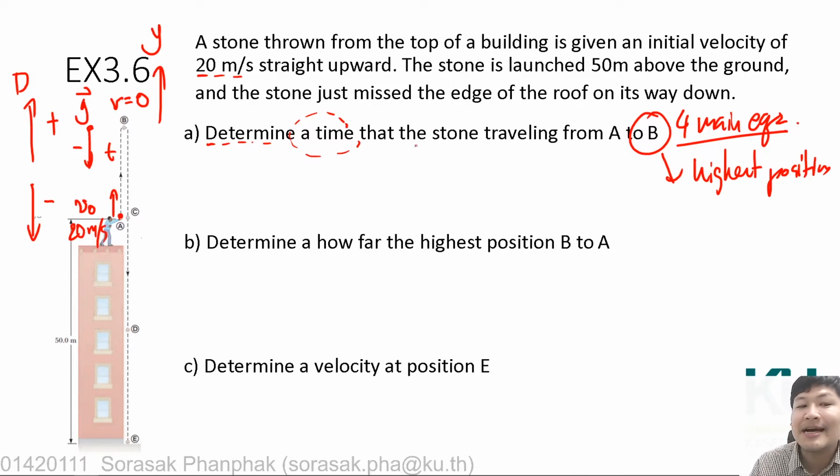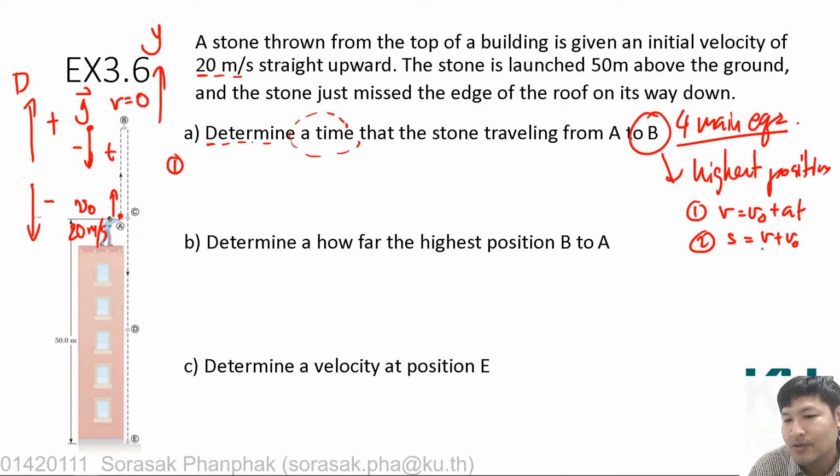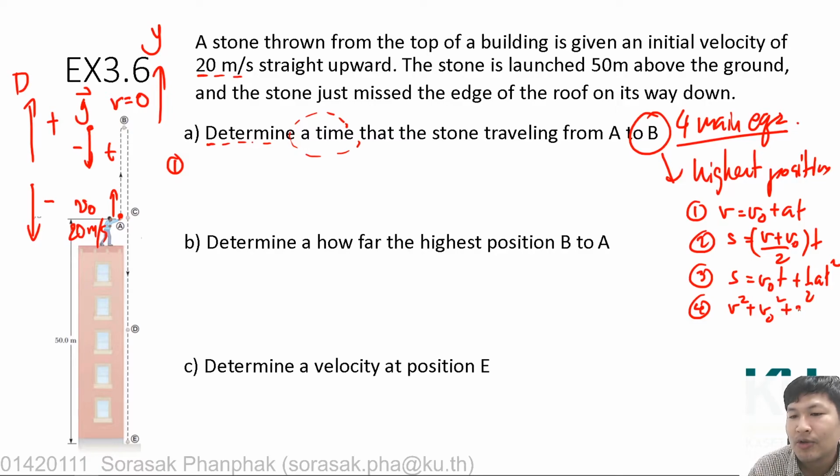You can determine the time using the first of the four main equations. I will write down the four main equations again: v equal to v0 plus at. The second one is s equal to (v plus v0) over 2 multiplied by t. And the third one is s equal to v0t plus 1 over 2 at squared. And the fourth one is v squared equal to v0 squared plus 2as. So now these are your four main equations.